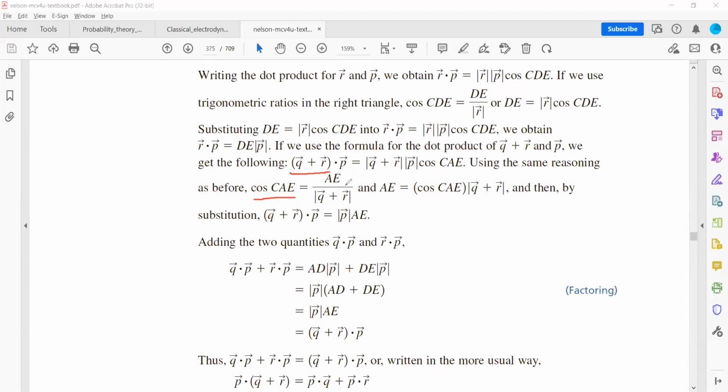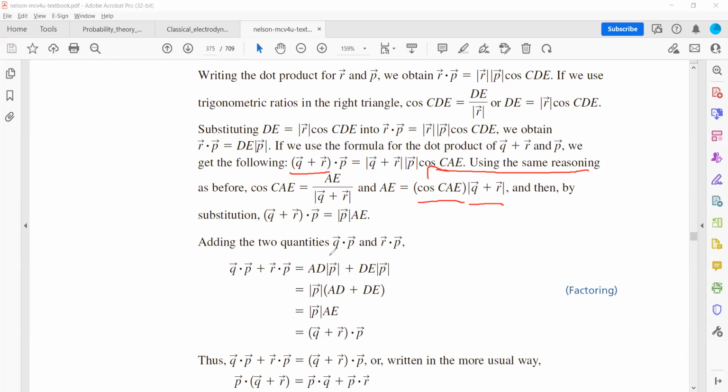So cosine of CAE would be AE divided by Q plus R, because Q plus R is going to be a hypotenuse in this case, and AE would be the adjacent side. So now we can express AE as a cosine of an angle times the modulo of Q plus R. So the magnitude of the sum of these two vectors, and then we're going to substitute it into our formula for dot product and see that again we have modulo of P times AE. And why did we do that?